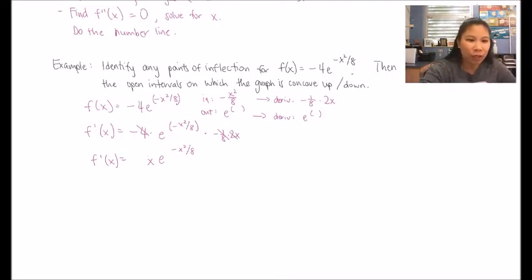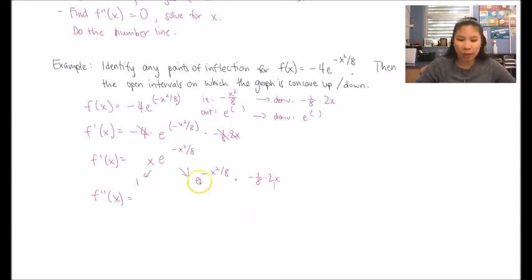Okay, so from here, we just want to find our second derivative now. Because I have x times e to the negative x squared over 8, I have things that are being multiplied, which means this is going to require product rule. So for my second derivative, I'm going to need to find the derivatives of each of those parts. The derivative of x is just 1. The derivative of e to the negative x squared over 8 is, we just found that, e to the negative x squared over 8 times the negative 1/8 times 2x. That was the derivative of the outside times the derivative of the inside.